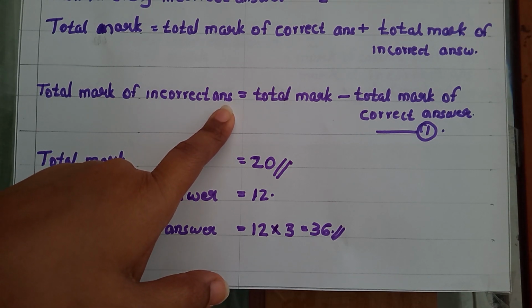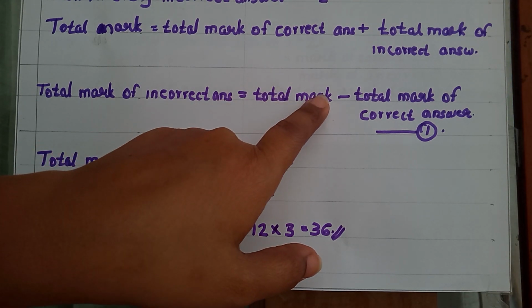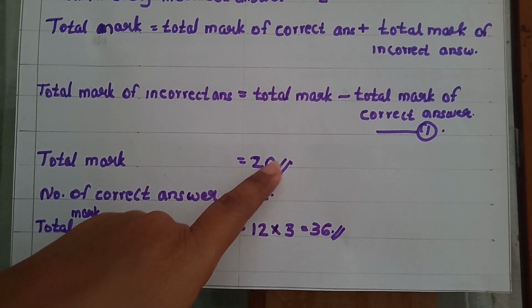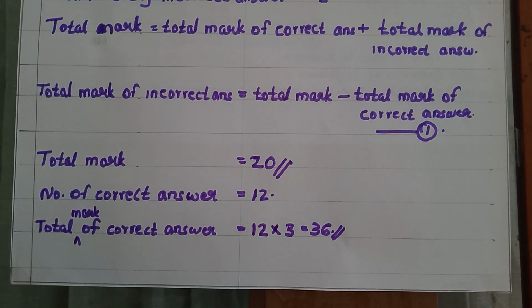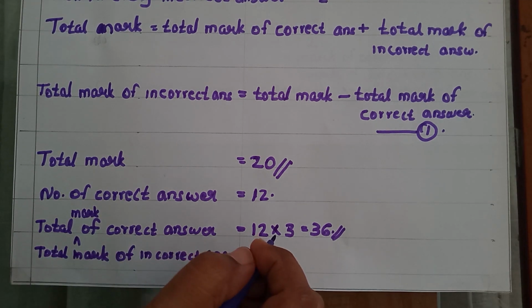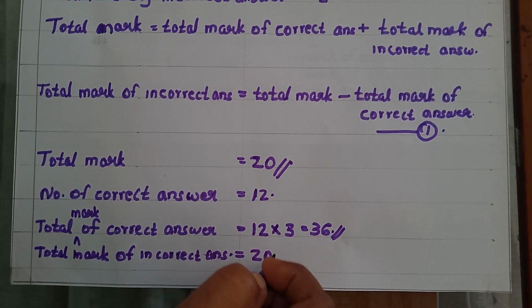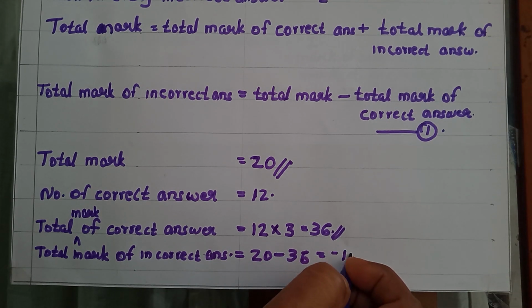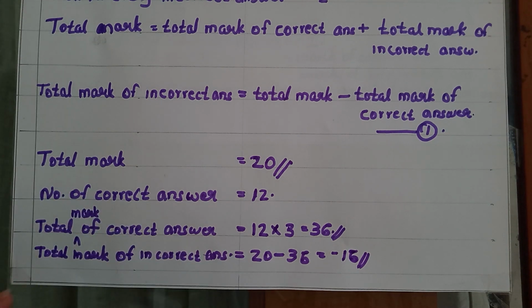What will be the total mark of incorrect answers? Total mark minus total mark of correct answer. So substitute these two values in equation number 1. We will be getting total mark of incorrect answers equal to 20 minus 36, minus 16 as answer. Now we got the total mark for incorrect answer.